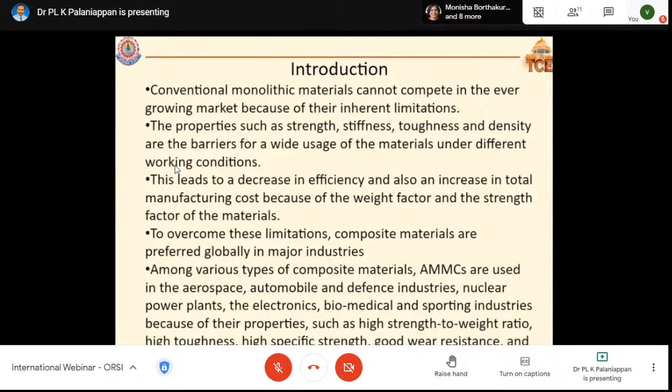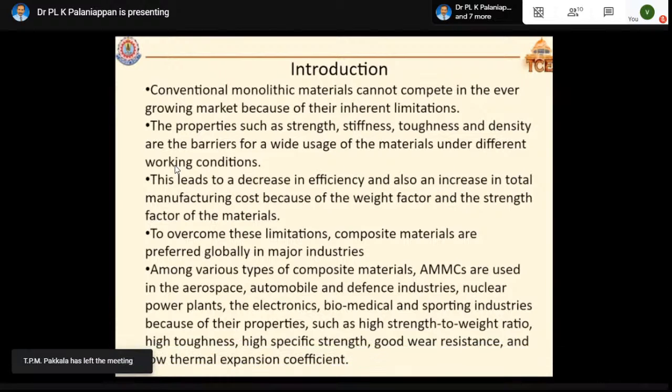Among the metal matrix composites, aluminum metal matrix composites are used in the aerospace industries, automobile industries, defense industries, nuclear power plants, and electronics, biomedical, and sporting industries because of their properties such as high strength to weight ratio. Here I want to emphasize high strength to weight ratio. Their weight is less because aluminum density is less. So aluminum is going to be the matrix. And if you look at the other side, they are not compromising on strength. They have very good toughness, high specific strength, good wear resistance, and low thermal expansion coefficient, so they can be used even for high temperature applications.